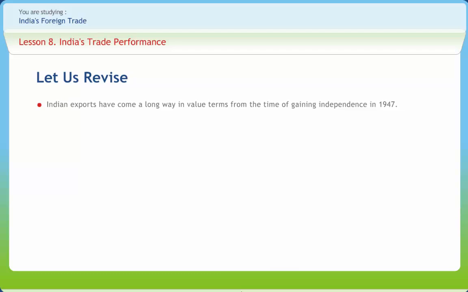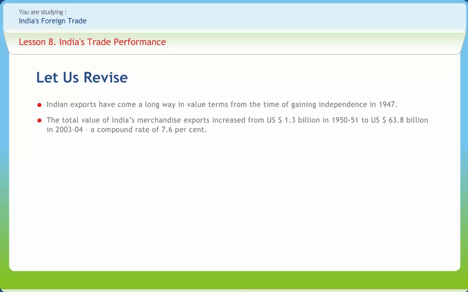Indian exports have come a long way in value terms from the time of gaining independence in 1947. The total value of India's merchandise exports increased from US$1.3 billion in 1950-51 to US$63.8 billion in 2003-04, a compound rate of 7.6%. Trade growth has picked up post-liberalization of 1991. The composition of trade is now dominated by manufactured goods and services. India's services exports share in global exports is more than double that of Indian manufacturing exports.